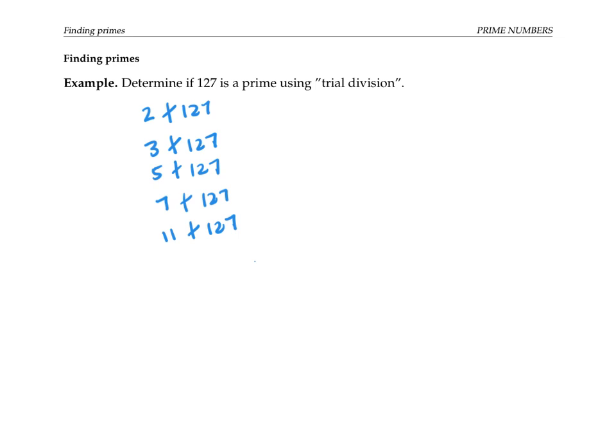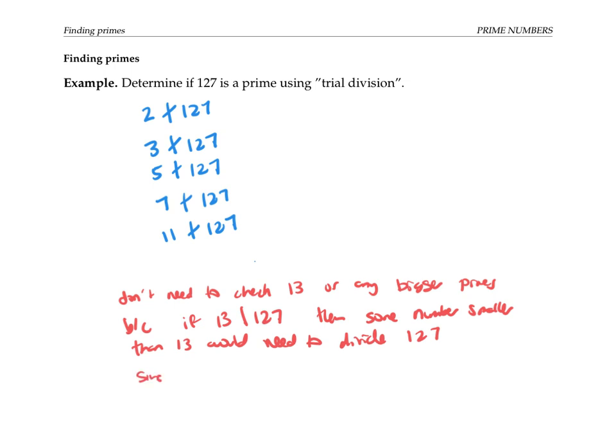And really, I don't need to keep going any further than this. I don't need to check 13 or any bigger prime numbers, because if 13 divided 127, then some factor smaller than 13 would also have to divide. Since 13 times 13 is 169, which is greater than 127, 13 times x equals 127 would have to mean that x was less than 13.